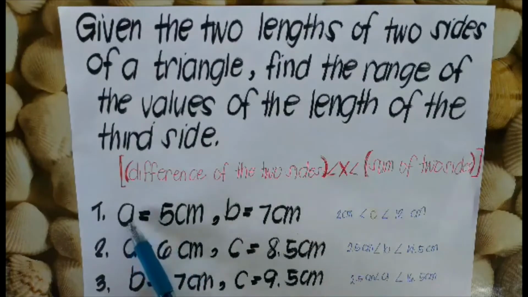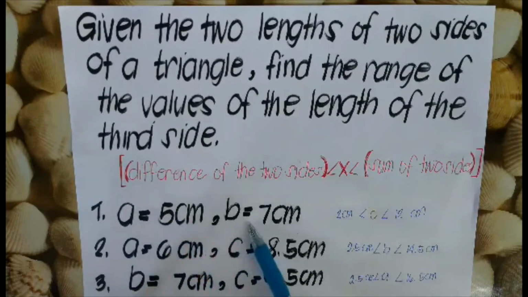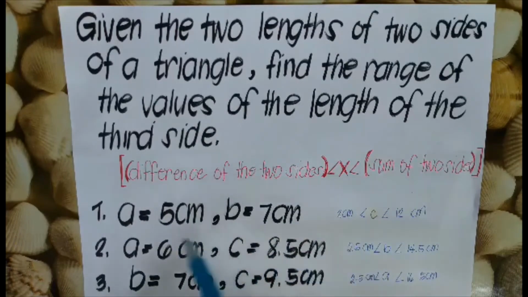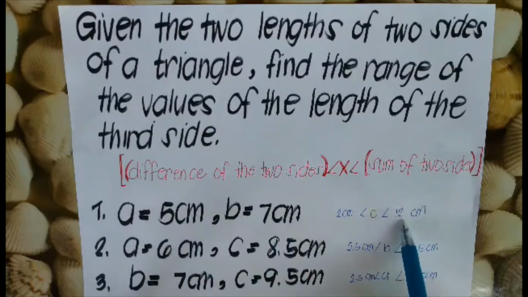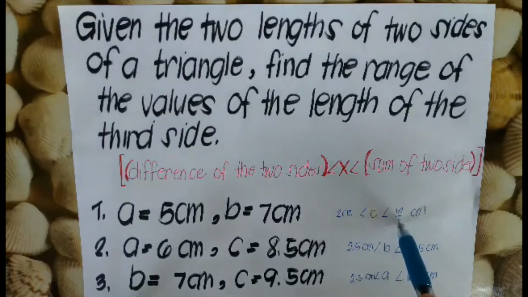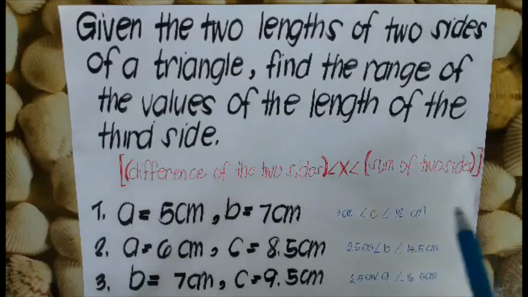Given is side A is 5 cm and side B is 7 cm. If we want to get the length of side C, we have to subtract both. That gives us 2 cm. And then we have to add. That gives us 12 cm. So therefore, we can conclude that the length of C is greater than 2 cm but less than 12 cm. So it's either 3, 4, 5, 6, 7, 8, 9, 10, 11.